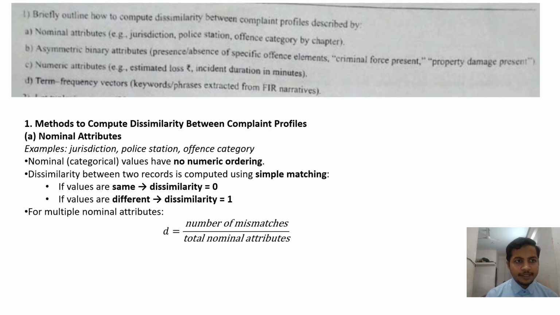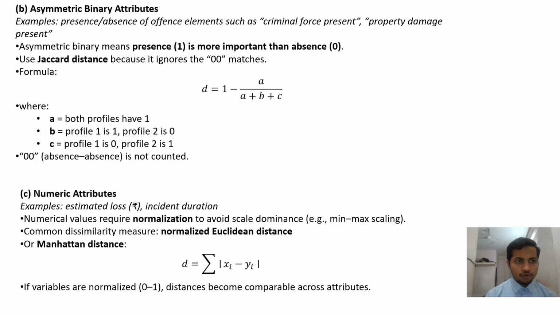Now the B part reads as asymmetric binary attributes. Presence or absence of specific offense elements, criminal force present, property damage present. So the solution for that: asymmetric binary attributes, for example presence or absence of offense elements such as criminal force present, property damage present. Asymmetric binary means presence of 1 is more important than absence 0. Use Jaccard distance because it ignores the 0 matches.